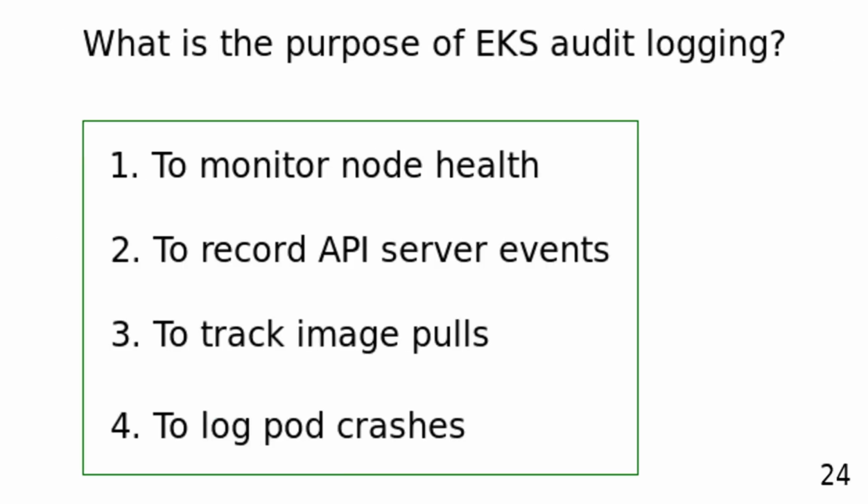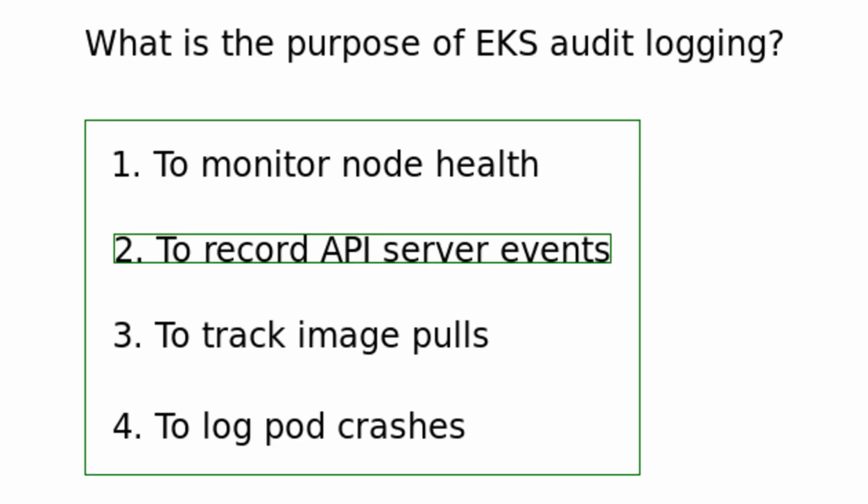What is the purpose of EKS audit logging? To monitor node health. To record API server events. To track image pulls. To log pod crashes. EKS audit logging records all API server events, providing a trail for security and operational insights.